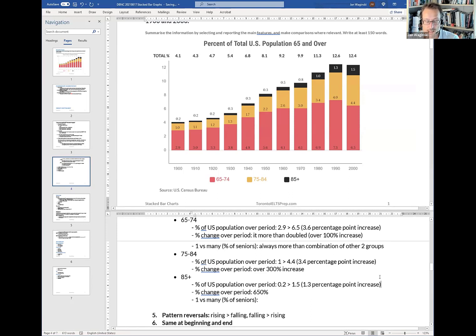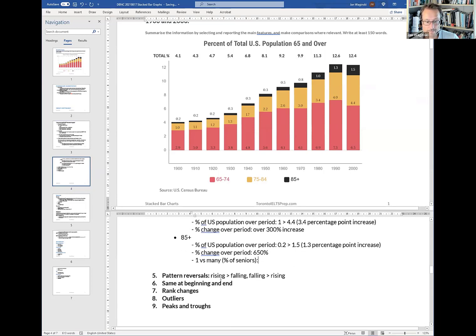But you always see this kind of reverse relationship where whether it's the population group or a product or a budget item that starts off at the lowest amount, any kind of growth leads to a very high percentage increase. So we've got 3.6, 3.4, descending down to 1.3, but then the percentage increases are over 100%, over 300%, and 650%. So that's worth mentioning. Okay. Now let's look at our list and see if there are any other patterns.